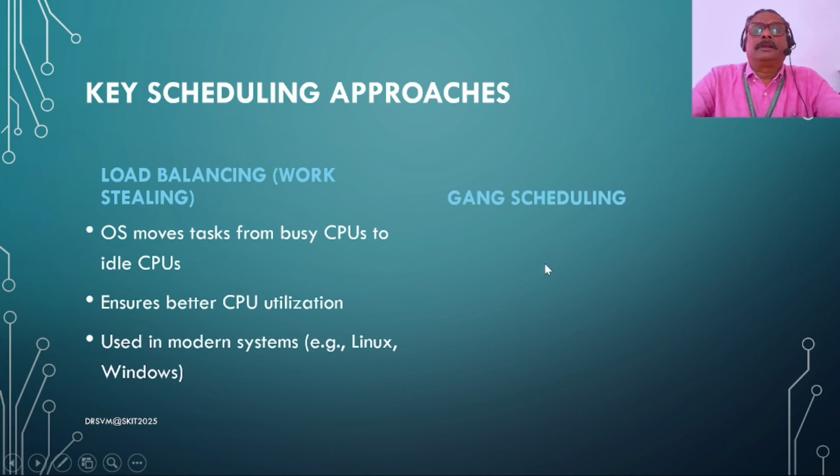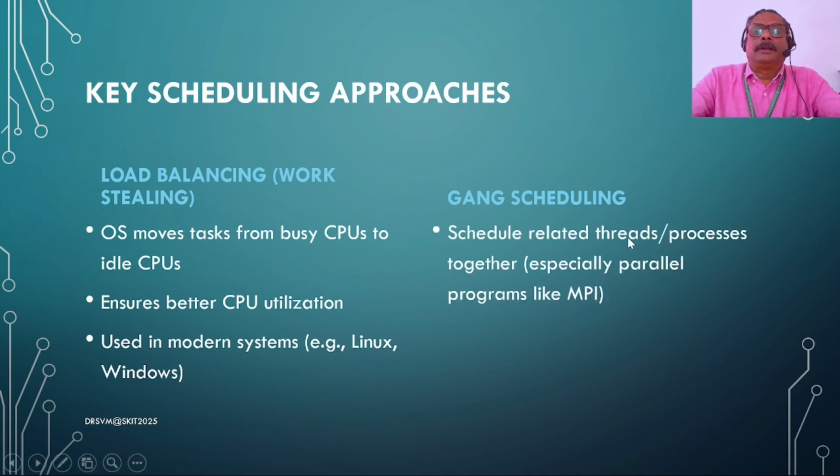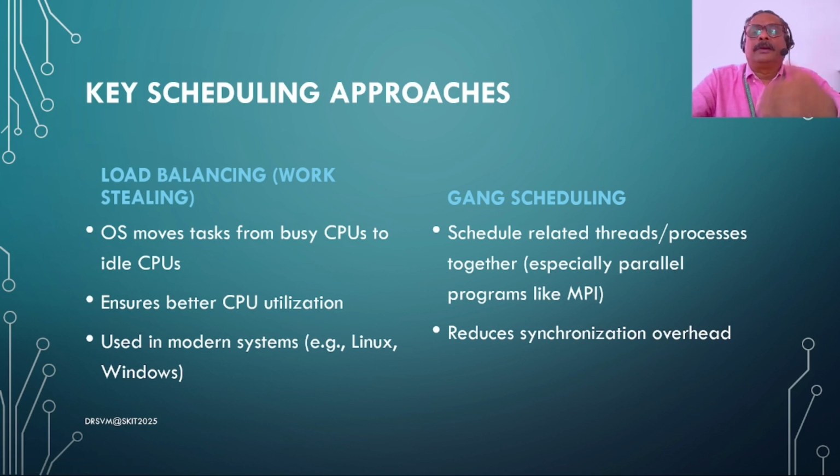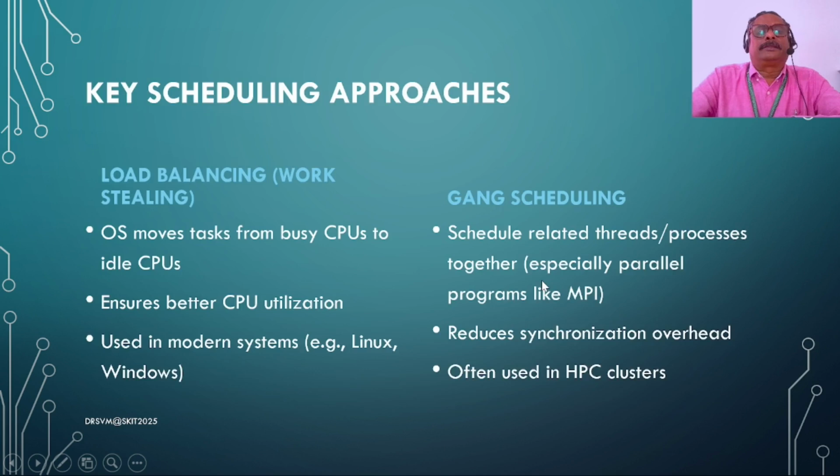Then we have another type of scheduling, which we call gang scheduling. Here the related threads and processes are scheduled together. All the processes which are related are scheduled together. Because they have some similarity, they can work in parallel, so the synchronization overhead can be reduced through gang scheduling. It is often used in clusters.